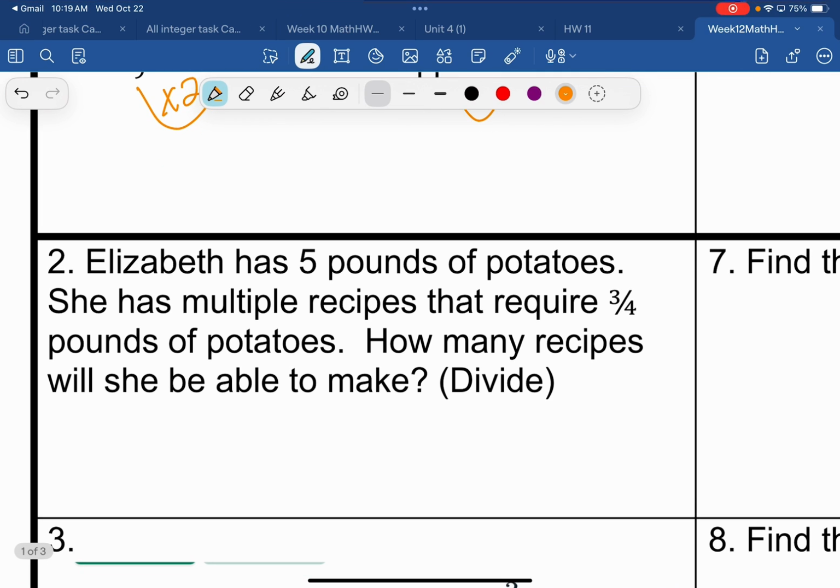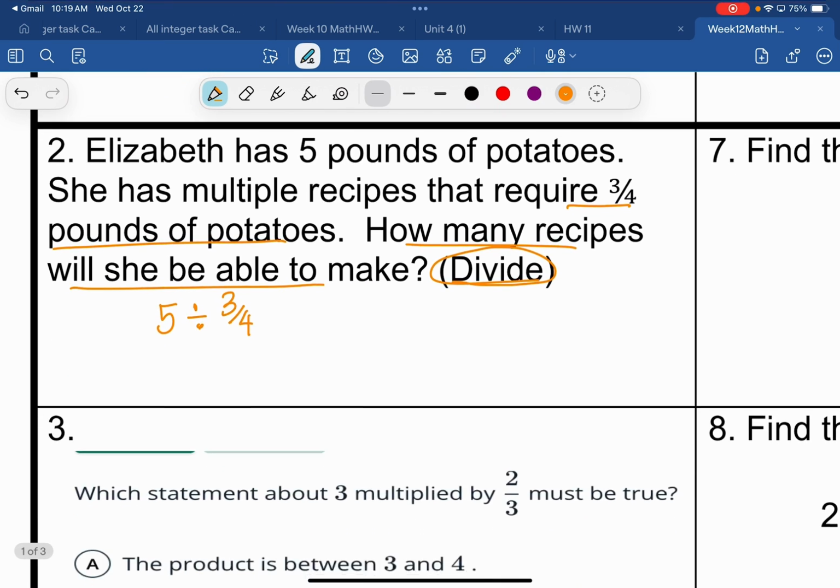Elizabeth has 5 pounds of potatoes. She has multiple recipes that require 3/4 pounds of potatoes. How many recipes will she be able to make? In parentheses, I've been so kind to tell you you're dividing. So I have 5 pounds of potatoes divided by 3/4. So this is a problem that I'll have to follow, keep, change, reciprocal. So if you're in class right now or you're listening to this video, it would be wise if above that you wrote KCR. Okay.